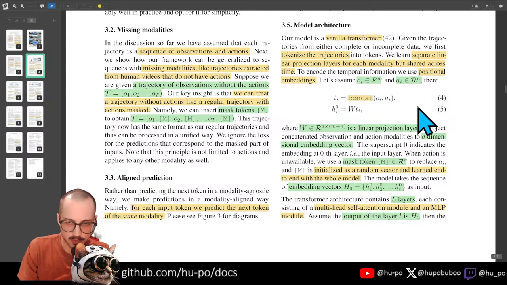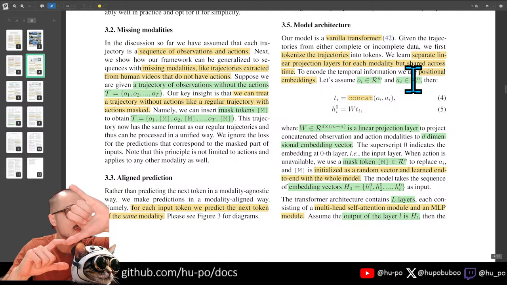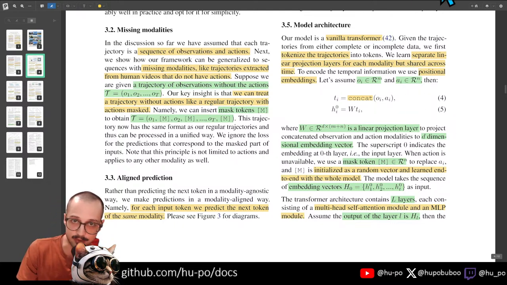Which is pretty clean, and that's what pretty much everybody does, right? So you take your observation vector, which maybe has 20 numbers in it, then you take your action vector, maybe 10 numbers, and you just concatenate them. And this is actually different from what we saw yesterday.